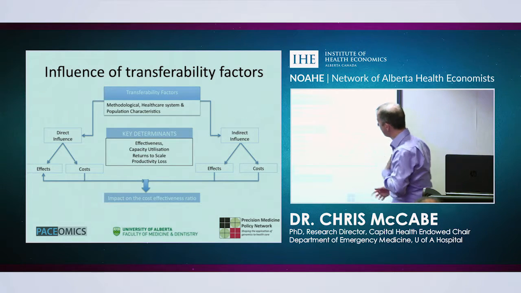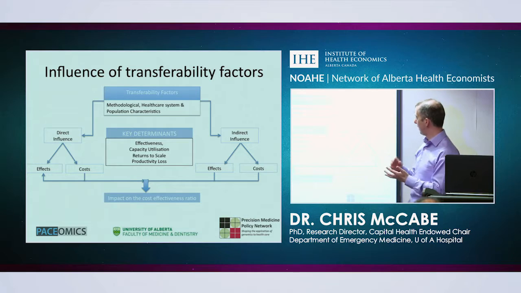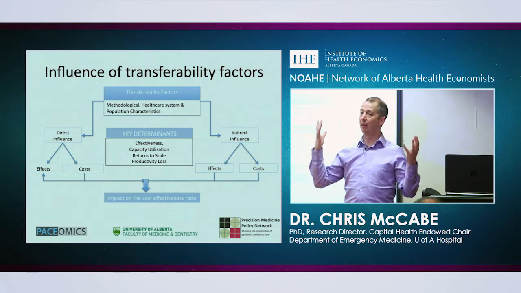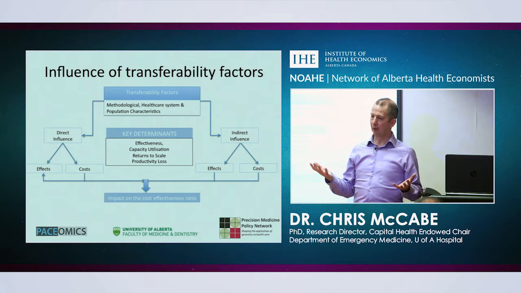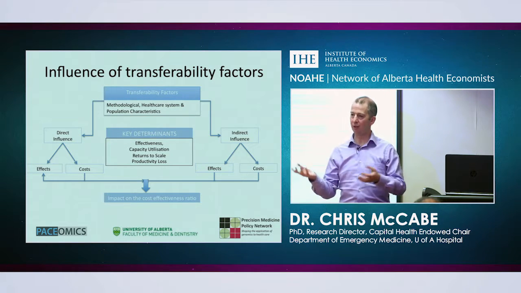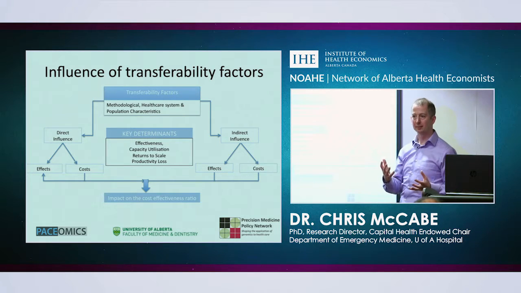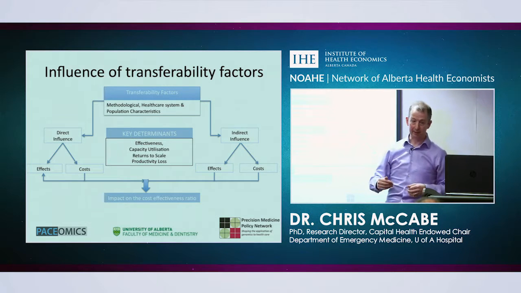Velt and colleagues basically argued on the basis of a couple of case studies that what you see is effectiveness varies, utilization varies, returns to scale varies. So returns to scale, if you're doing something on a very large scale, because you've got a big population, your costs are going to be lower. If you transfer it to a smaller population, more dispersed population, your costs are going to be higher. So resource utilization, return to scale, and productivity loss.